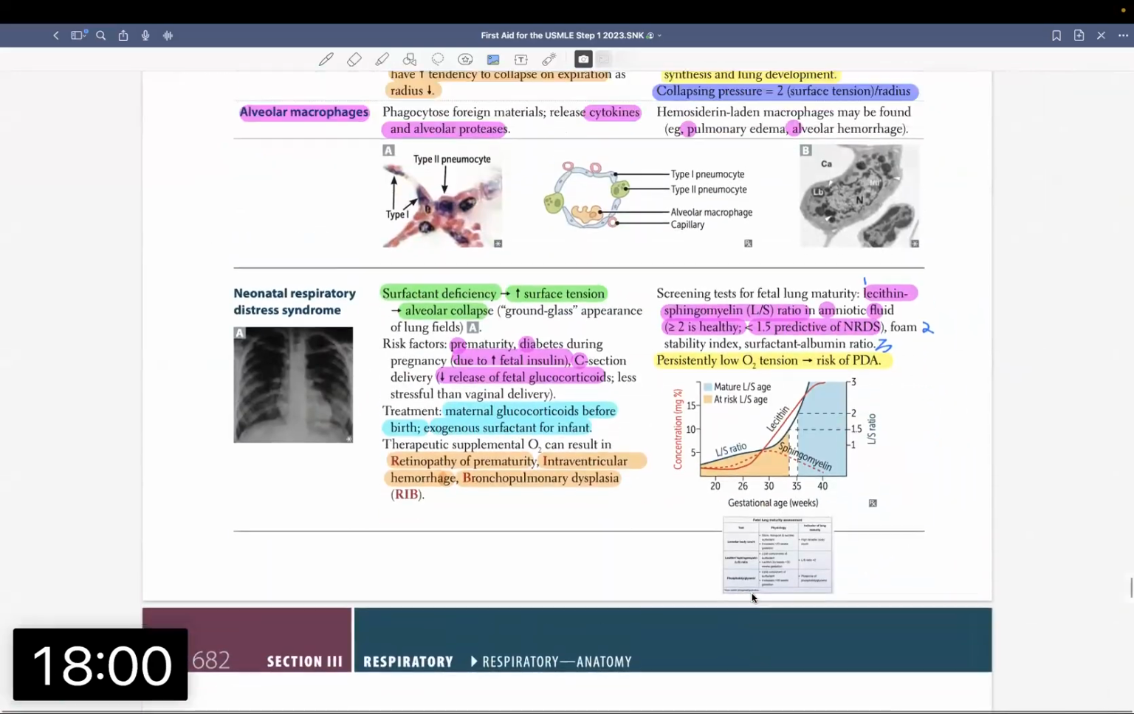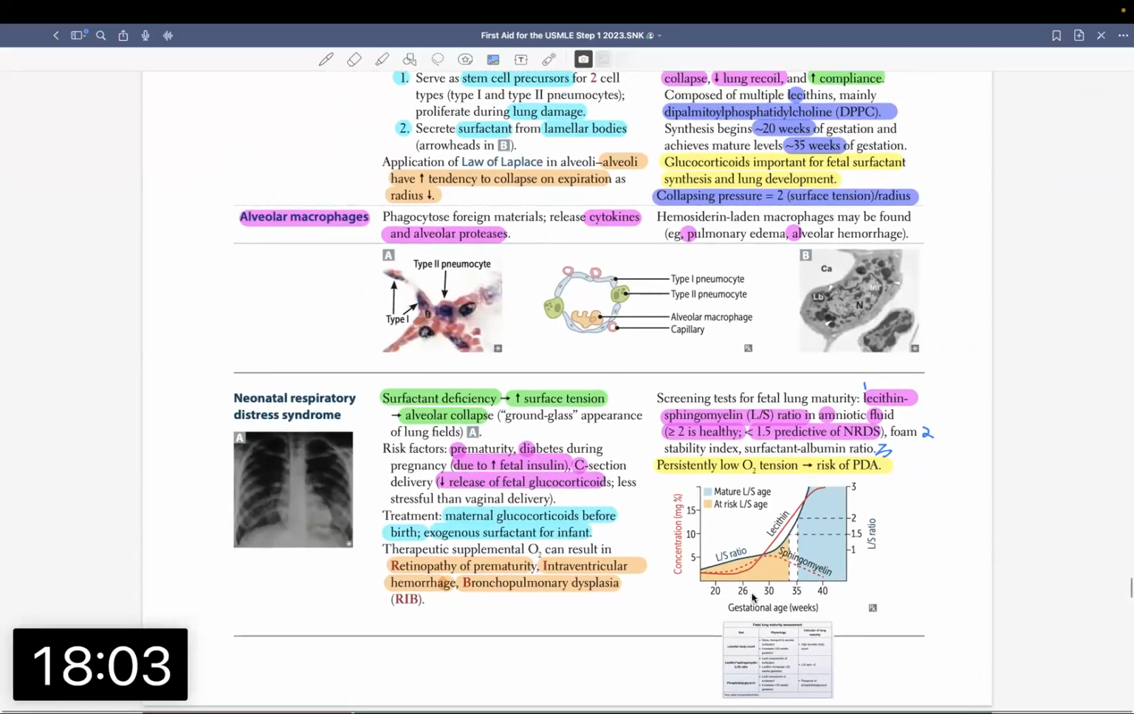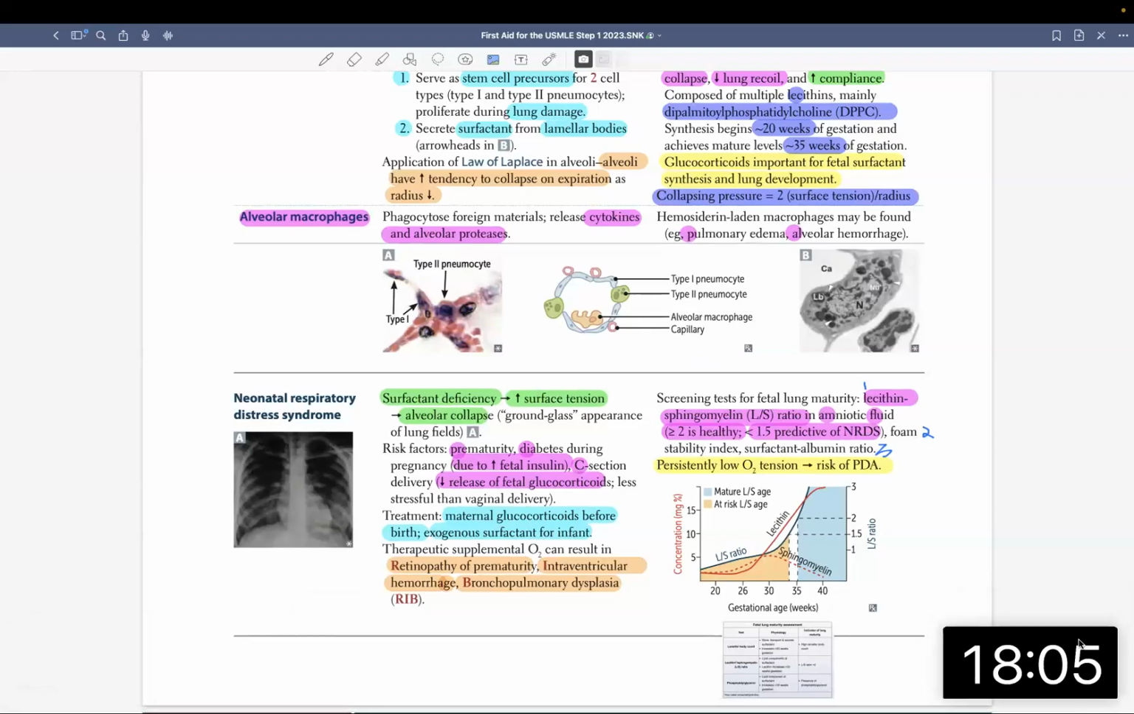You good with this page? We just have to remember that a lecithin to sphingomyelin ratio greater than 2 is healthy, and less than 1.5 is predictive of NRDS. I think the foam stability index is just another index for fetal lung maturity.